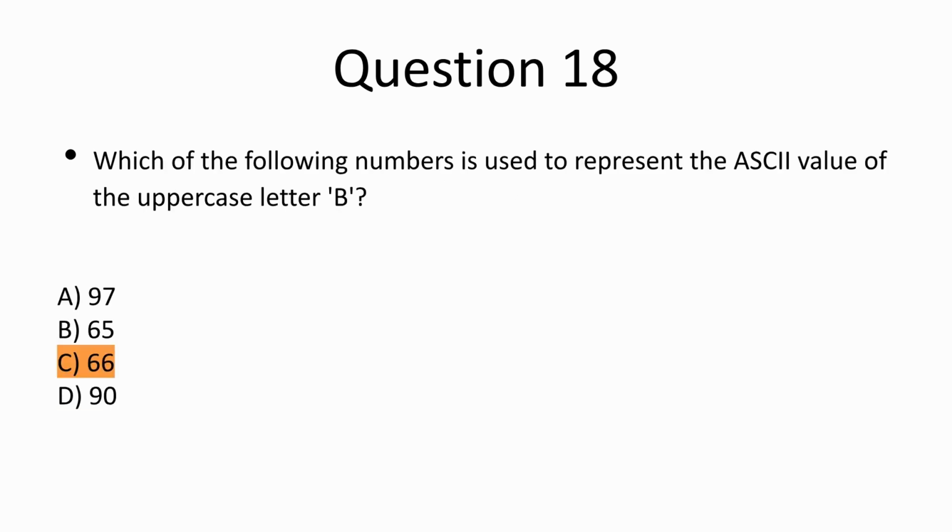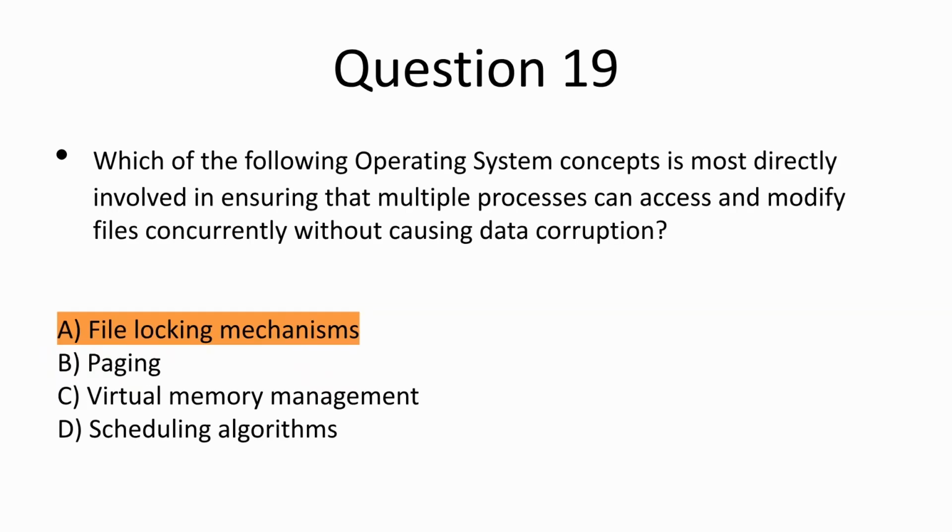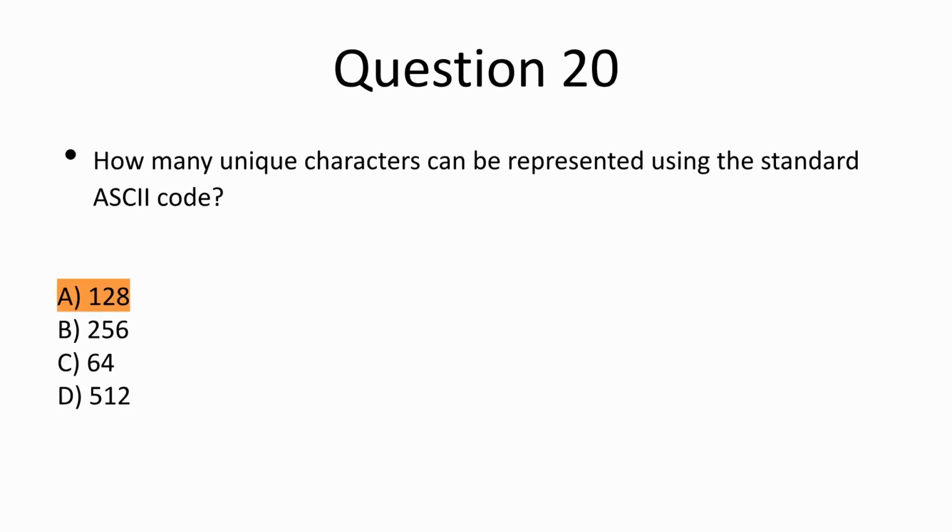Question 18. Which number represents the ASCII value of the uppercase letter B? The correct answer is C. 66. Question 19. Which OS concept ensures multiple processes can access files concurrently without data corruption? A. File locking mechanisms. Question 20. How many unique characters can the standard ASCII code represent? The answer is A. 128.